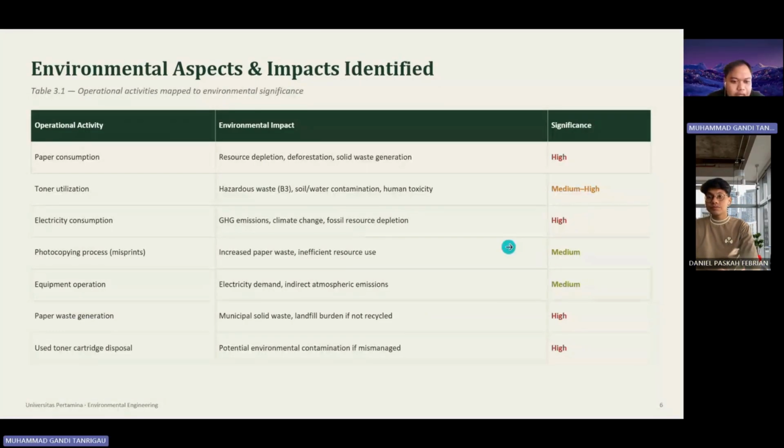The aspects and impacts identified. This table summarizes the environmental aspects identified during the study. Paper consumption contributes to resource depletion and solid waste generation. Toner cartridges generate hazardous waste, and disposal activity is not properly managed. Overall, paper waste generation and toner cartridge disposal are identified as highly significant environmental aspects requiring proper management.